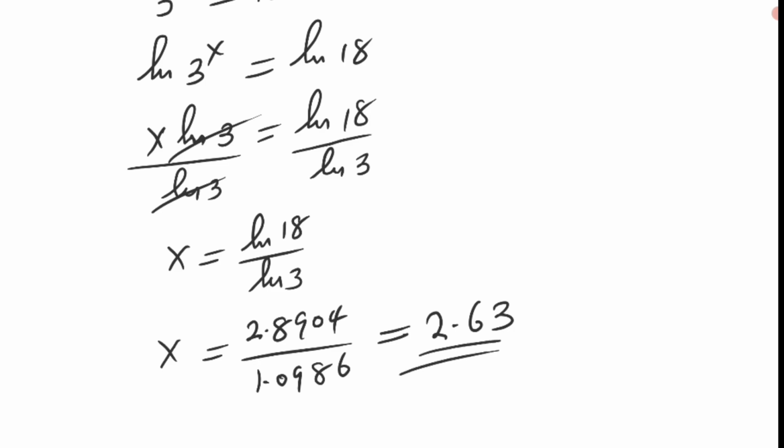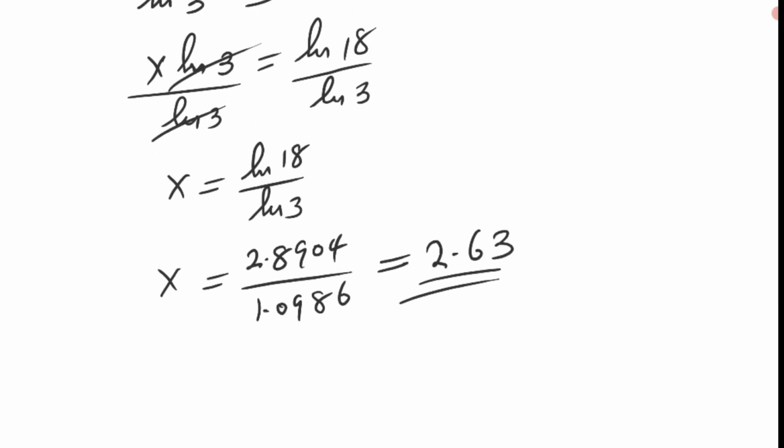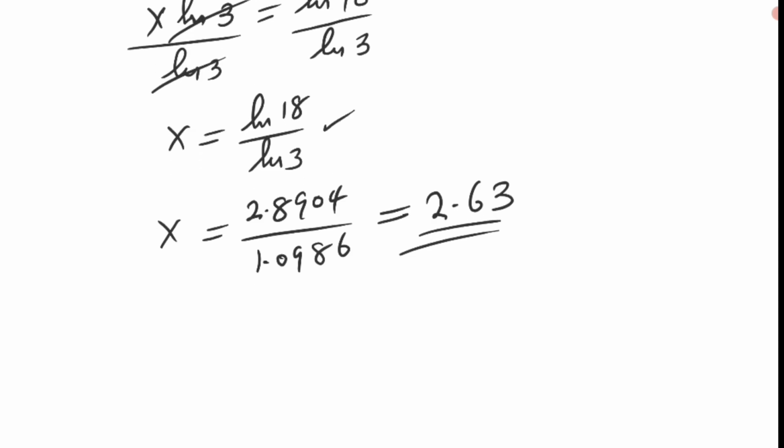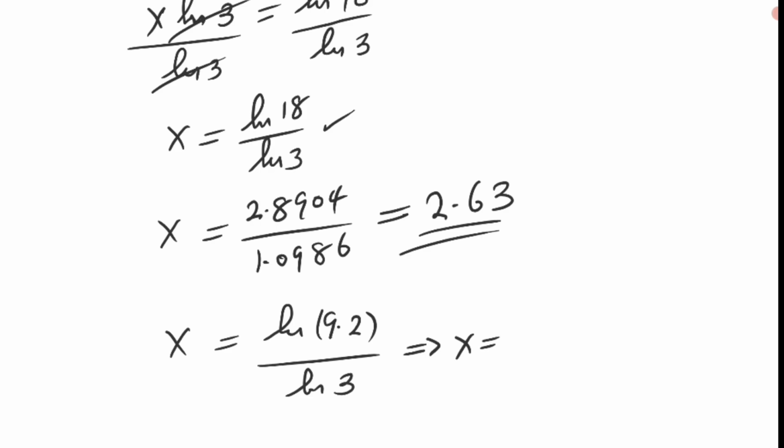If you want to use calculator, you can actually solve it in 1 minute. But let's leave the answer in natural logarithm form. Then ln of 18 can be written as, we have s is equal to ln of 9 multiplied by 2 over ln of 3. This is same thing as s is equal to ln of 9 plus ln of 2 over ln of 3.